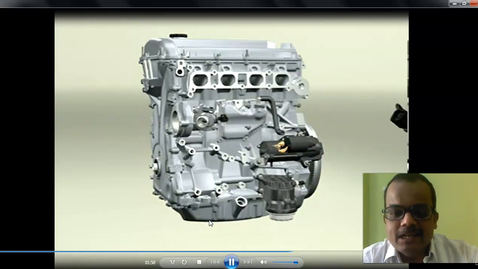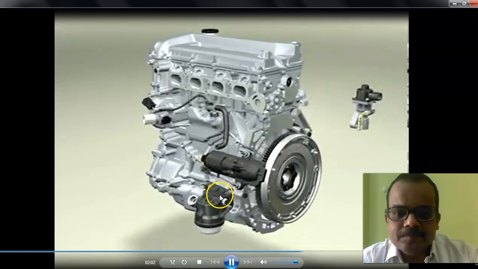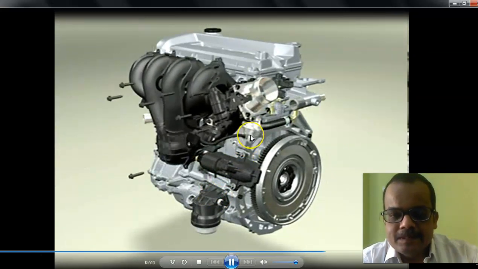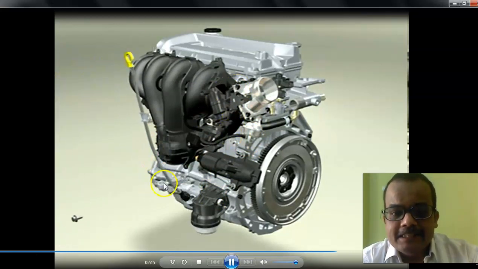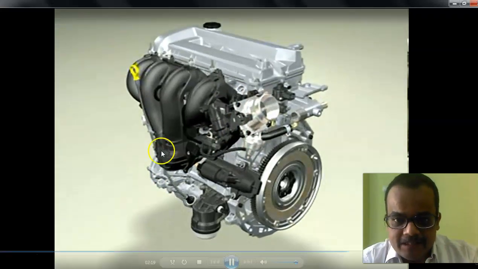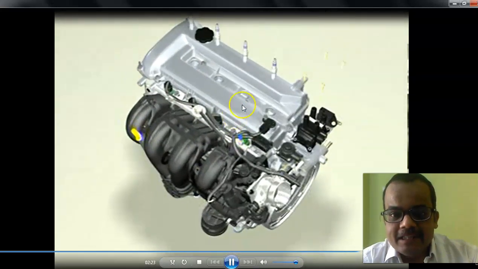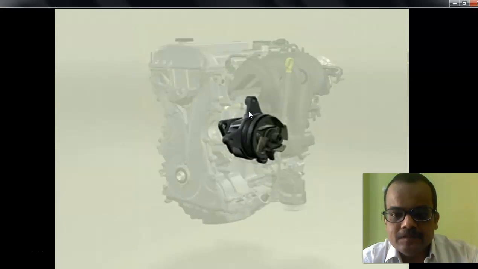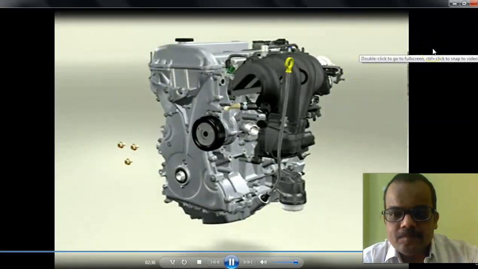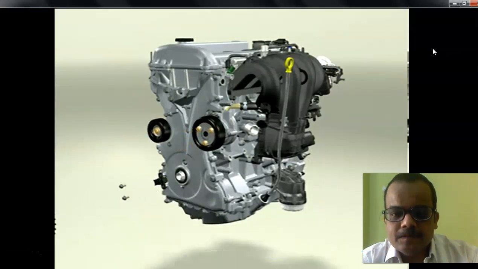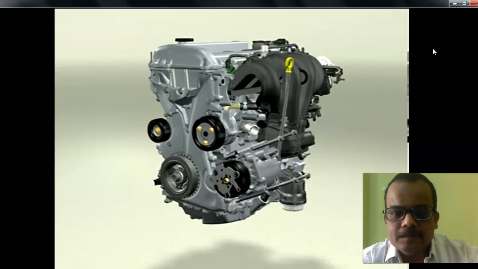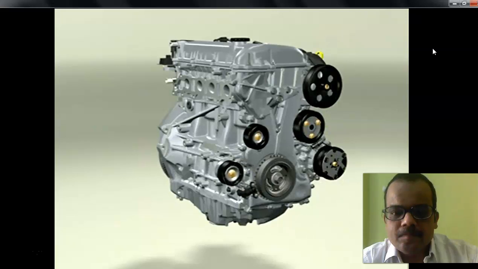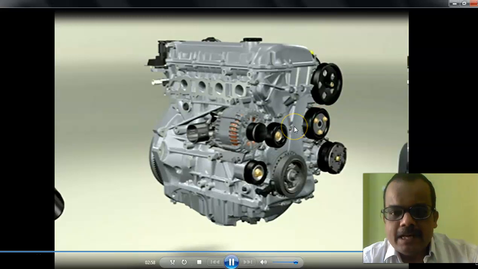So these are the electrical components: dynamo, water pumps, the exhaust system. These are also important components. This is called a dipstick. It is used to check the level of the oil. That is called a what? Dipstick. Here you can see the spark plugs are fitted over there. This is a dynamo.